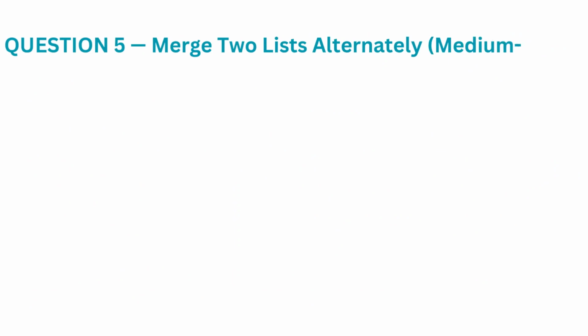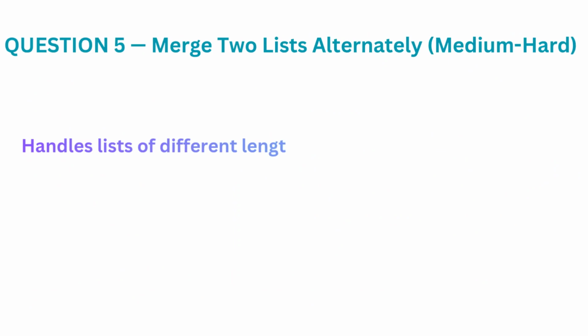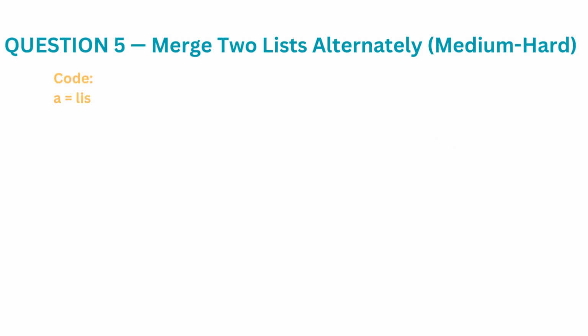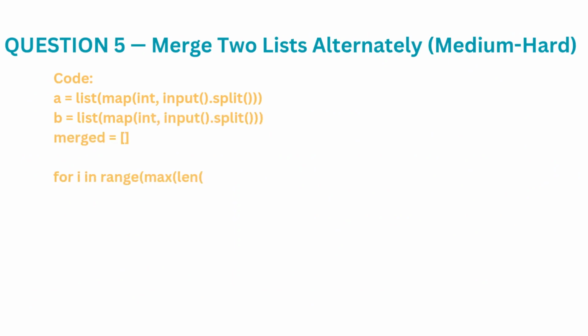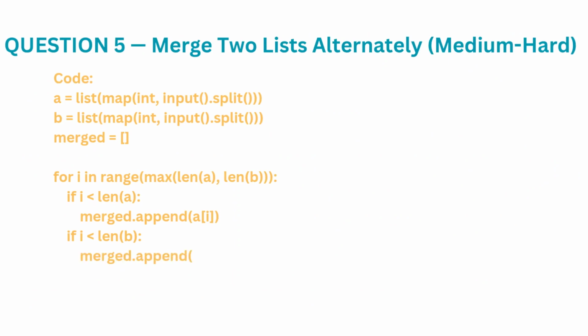And the next question is merge two lists. For solving this problem, we have to iterate through indices, taking one element alternately from both lists, and handle lists of different length using the max of length A and length B. So the code will be A equal to list map int input split, similarly B, and we have to merge. For i in range maximum of length A and length B, if i less than length A, it should merge with append A, and if i less than length B, it should merge with append B. So that will print the merged list.